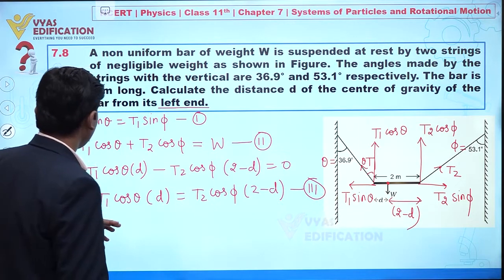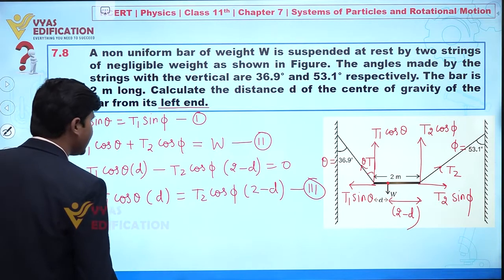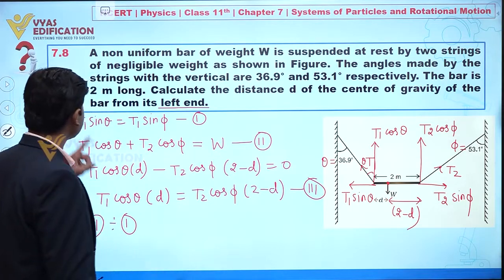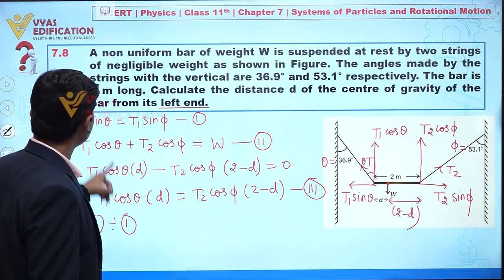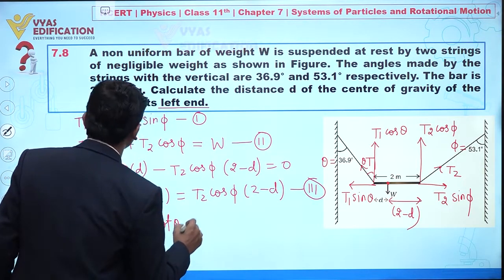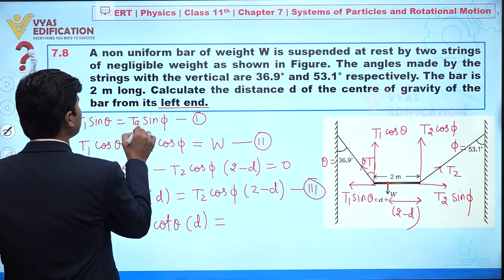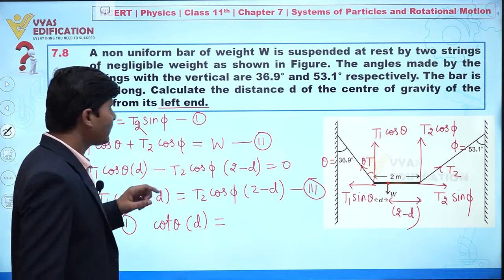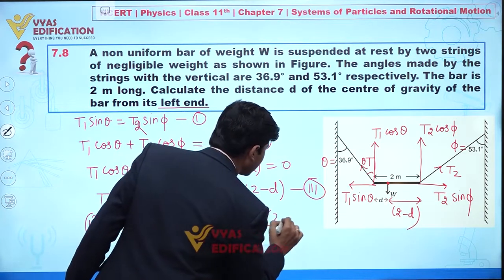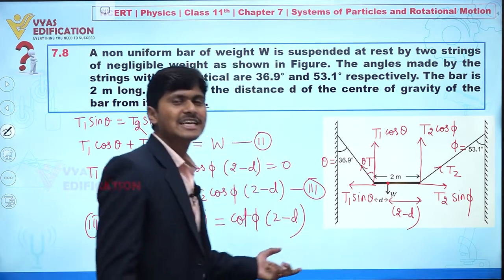Clear? So from here we can find it like this. If we divide equation number 3 by equation number 1, what will happen? We can say T1 and T1 cancel out. Cos theta divided by sin theta, so this one is cot theta multiplied with d. This should be equal to, here we have T2 and T2, so this one is cancelled out. Here we have cot phi and this one 2 minus d. Now we can put the values of theta and phi, and we can easily calculate the value of d.